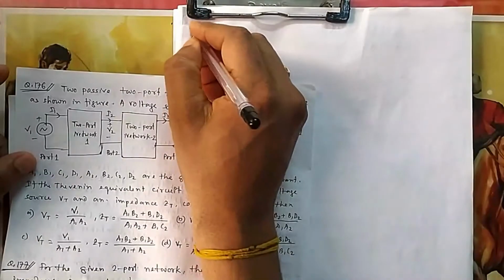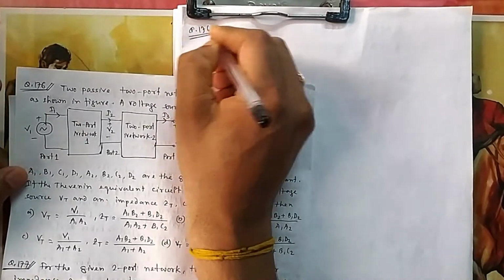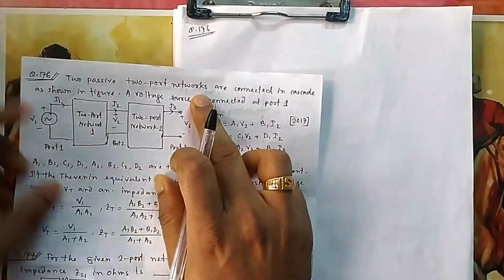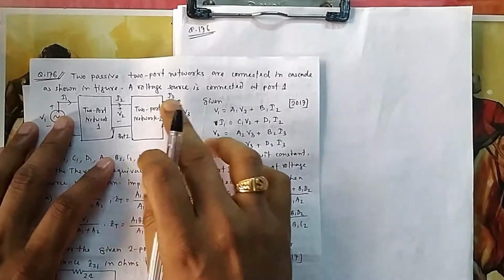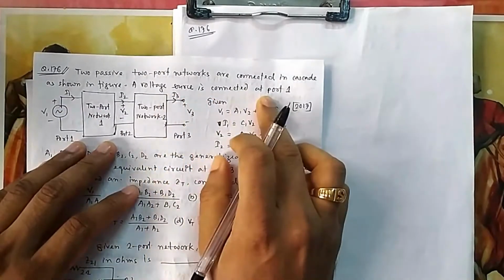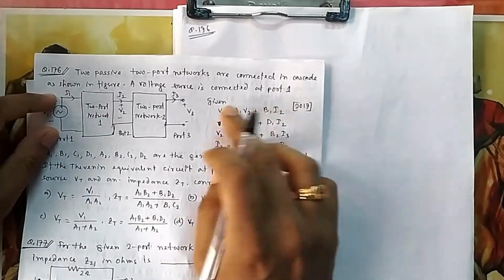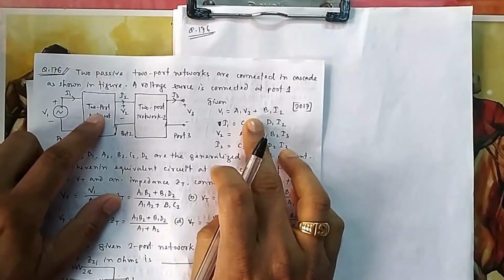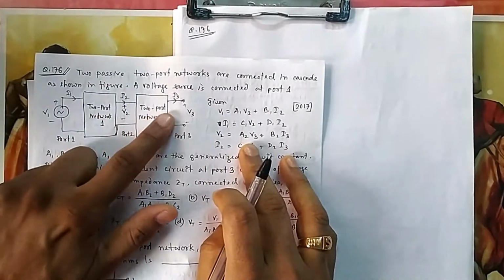In question number 176, what they are asking: the two passive two-port networks are connected in cascade as shown in the figure. The voltage source is connected at port A. Given that these are A1, B1, C1, and this is A2, B2, C2.